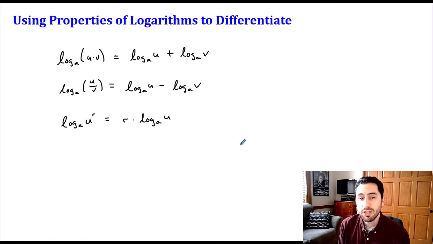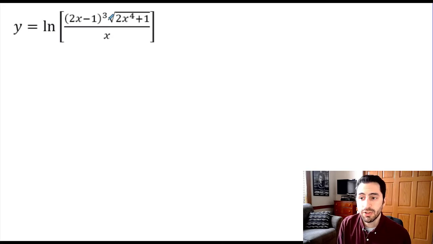Now these properties are going to come in handy when we want to find the derivative of more complicated logarithmic functions. So why don't we take a look at a couple examples and we'll talk through the process on how to do that. So the first example here, I have y is equal to the natural log, and then inside that natural log there's a bunch of stuff. (2x minus 1) cubed, the square root of 2x to the fourth plus 1, and all of that is divided by x.